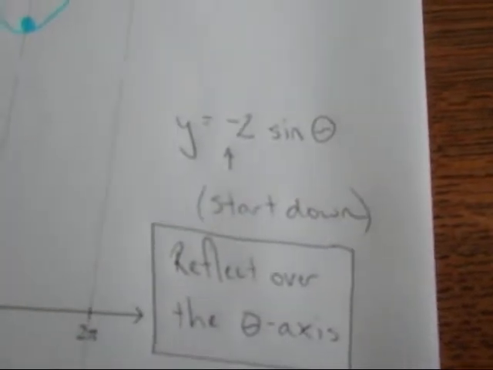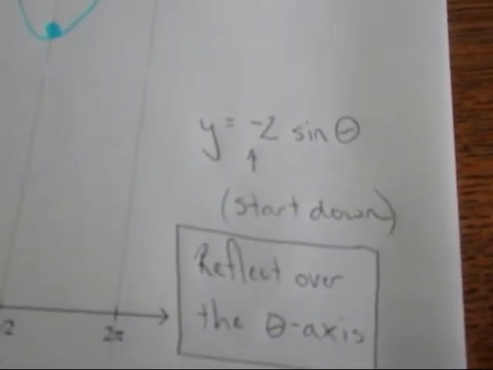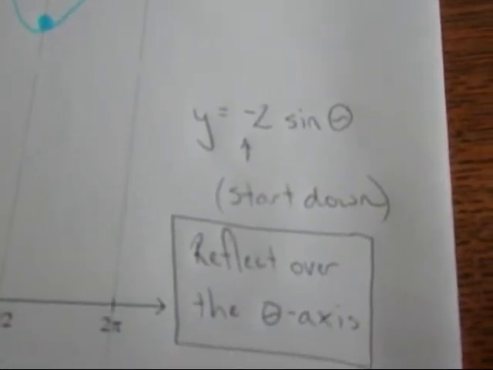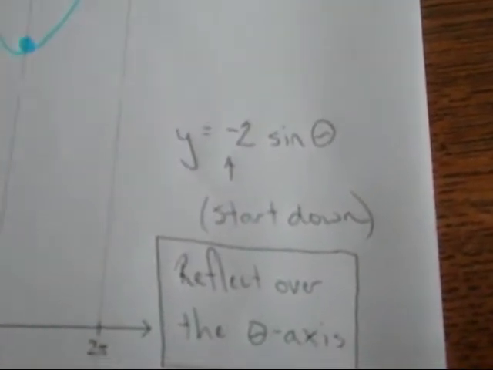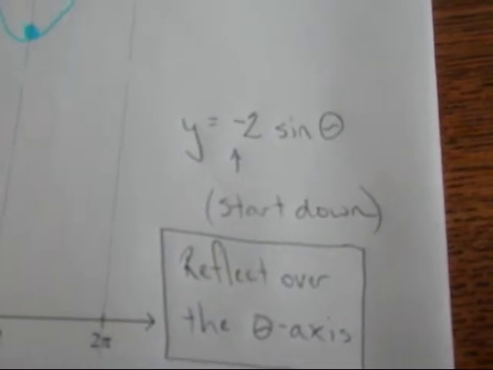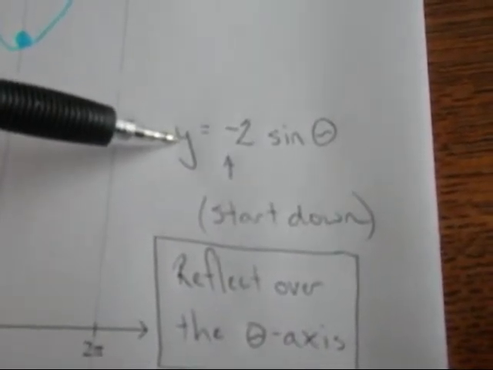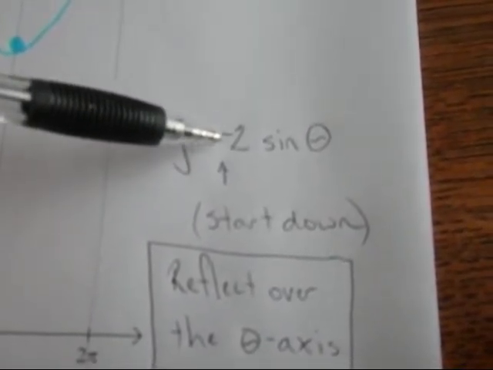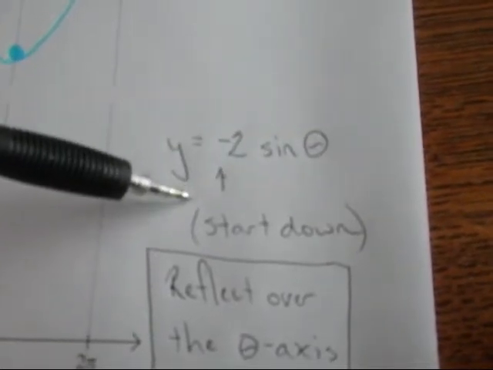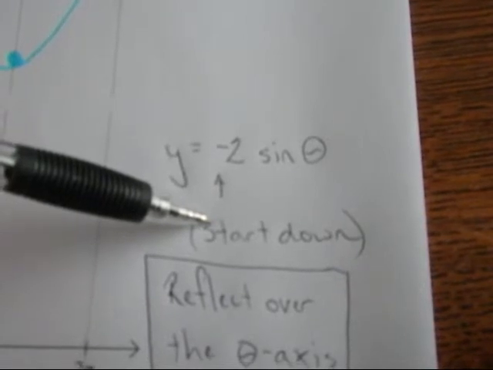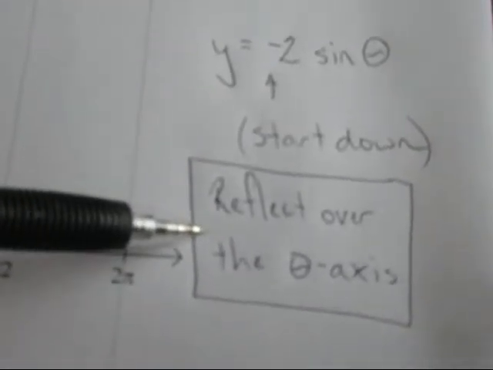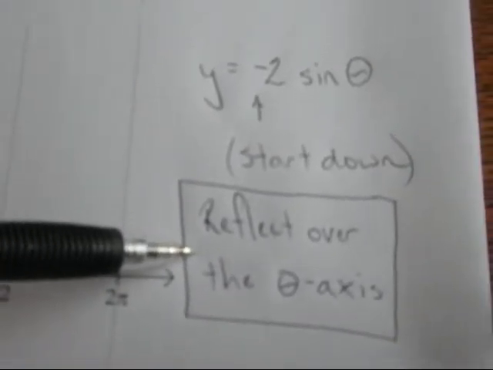So now let's see what happens when we change our a value from 1 and not only change the number, but change the sign. So we're going to do the child function y equals -2 sine theta, which in class we've been saying, well, that means I should start by going down. Truly, the definition means we're going to reflect over the theta axis.